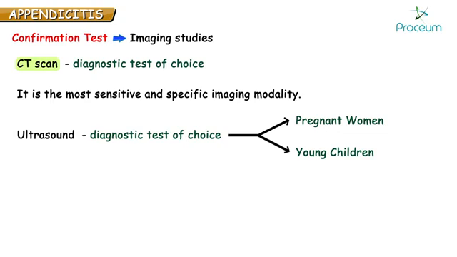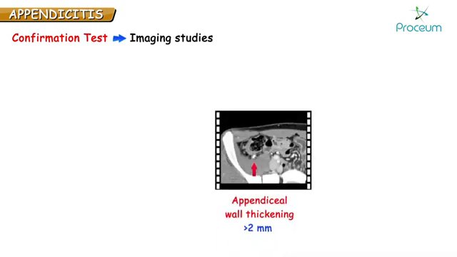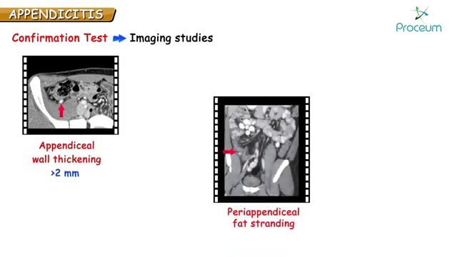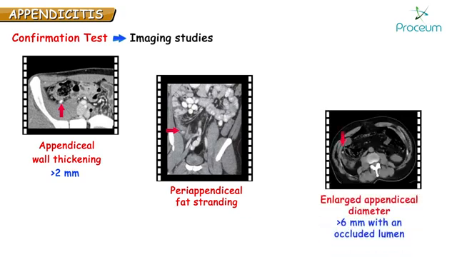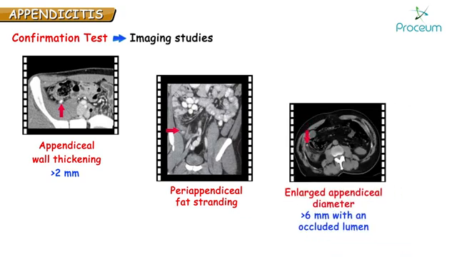Since CT is a little more expensive than ultrasound, you can order an ultrasound. But the problem is, sometimes you may miss appendicitis on ultrasound. Then eventually you have to advise a CT scan. So here, all I'm trying to tell you is, CT scan is the diagnostic test of choice in patients with suspected appendicitis, as it is the most sensitive and specific imaging modality. Imaging will reveal thickened enhancing walls, periappendiceal inflammation, including fat stranding, and a dilated appendiceal lumen, more than 6 mm in diameter.